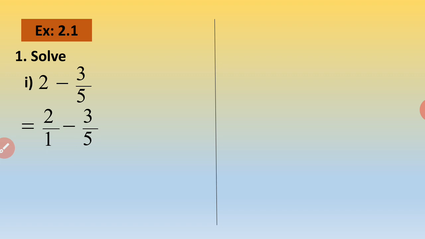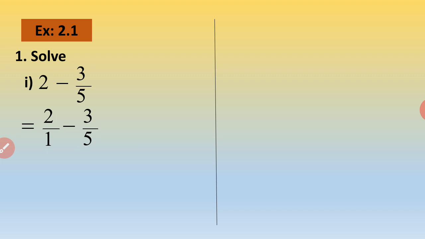Next, we come here with certain examples to solve. Question number 1 of exercise 2.1 is to solve the given example. Here you will see that the number 2 is a whole number and 3 by 5 is a fraction. So we are subtracting a fraction from a whole number. In such cases, it is always advisable to convert the whole number into a fraction. It is well possible because 2 can be written as 2 upon 1. So we can do the corresponding changes.